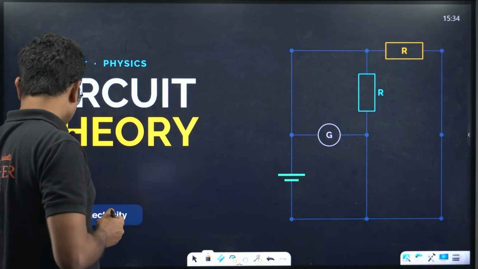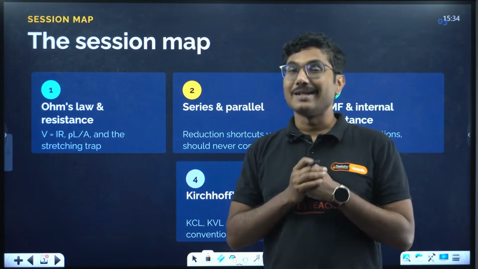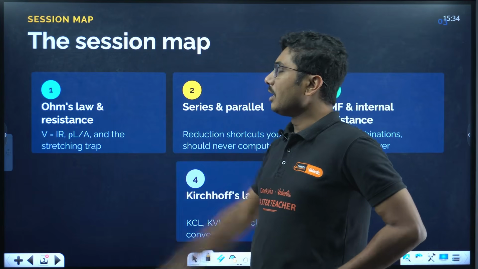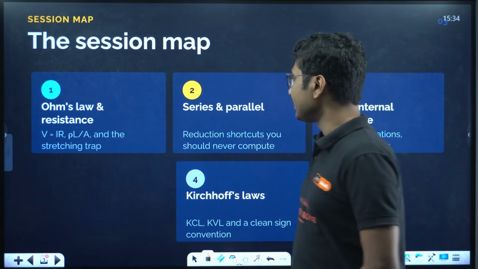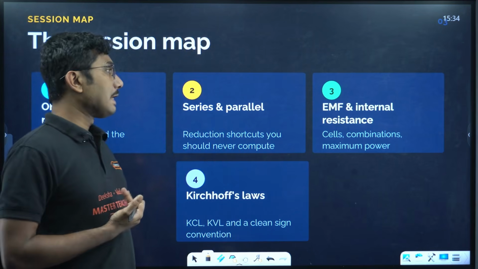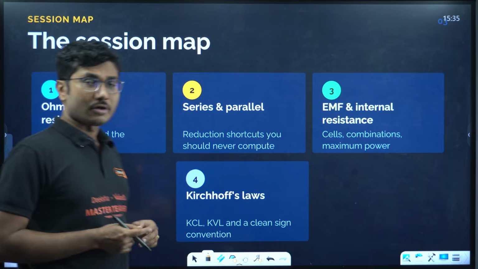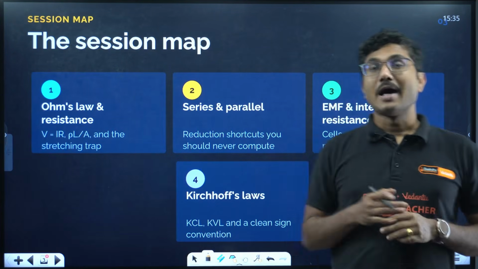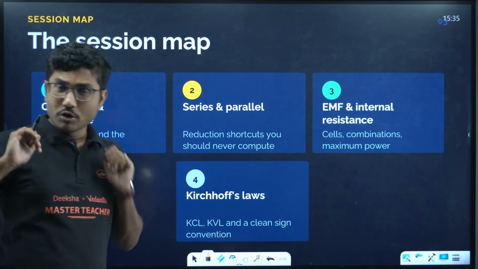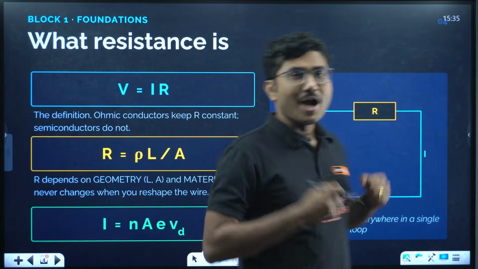Obviously this is a short duration video where I am going to discuss the entire topics in less than 30 minutes. So let's start. First, what are all the things that we are going to do today? We will discuss the basics of Ohm's law and resistance, then series and parallel combination, and how you can use shortcuts. Next we will use EMF and internal resistance, again shortcuts, and Kirchhoff's laws, the basic two Kirchhoff's laws, and how to apply them in circuits. So these are the main things, and some applications of Kirchhoff's law also we will see. So don't worry, we are going to give you everything that is possible today.